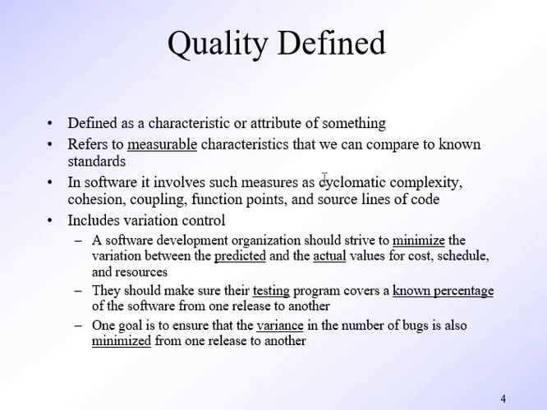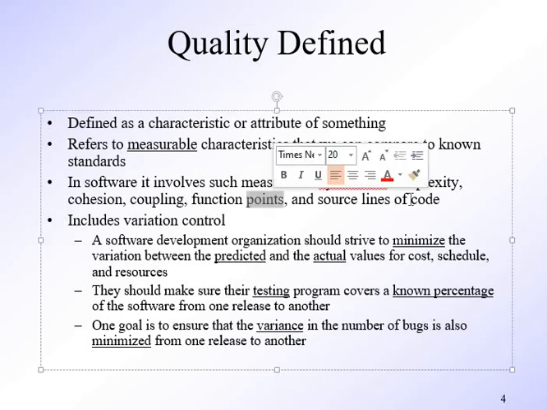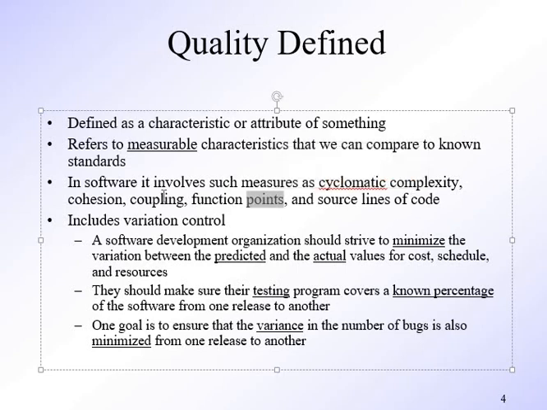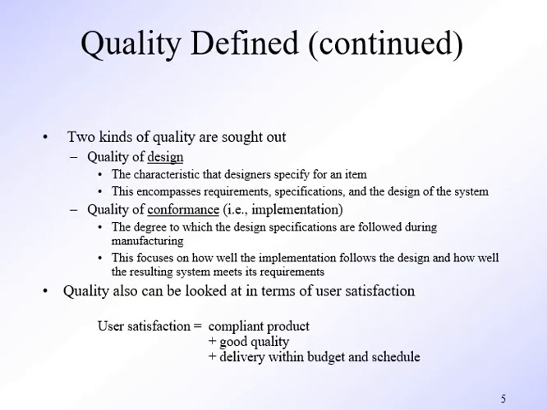It involves such measures as cyclomatic complexity, cohesion, coupling, function points, and source lines of code. As we have already covered, the more cohesion the better, so the code should have more functional-level cohesion. The coupling should be less, meaning less dependency between all the functions, right? This is the kind of thing we can define quality as.